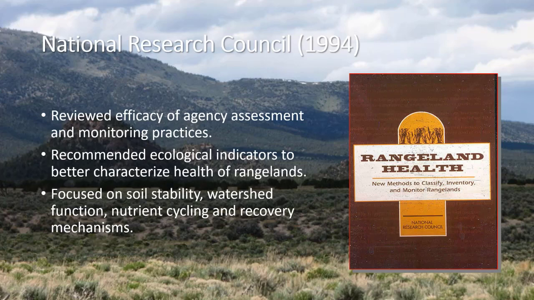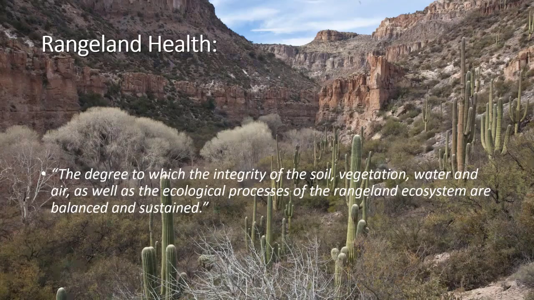At the same time, a Society for Rangeland Management committee recommended that rangeland assessments focus on maintenance of soil at the site. These two groups came together and agreed on a definition for rangeland health. This definition is the degree to which the integrity of the soil, vegetation, water, air, as well as the ecological processes of the rangeland ecosystems are balanced and sustained.